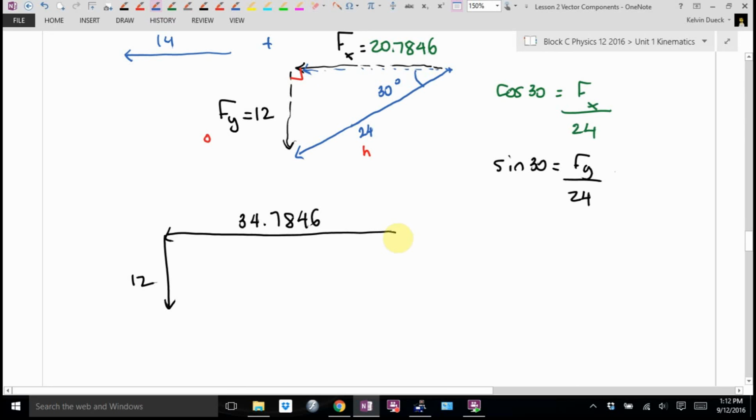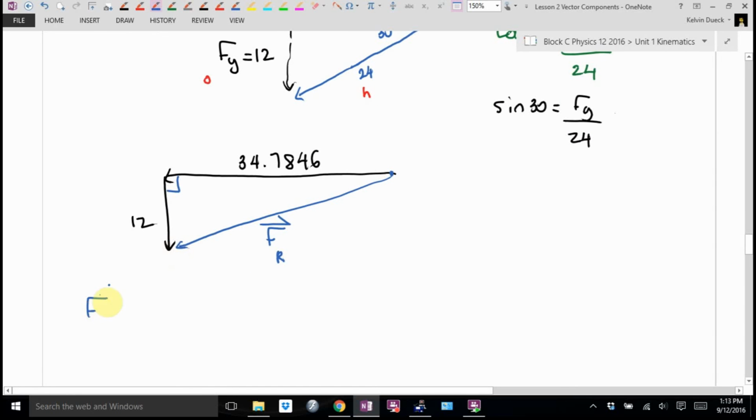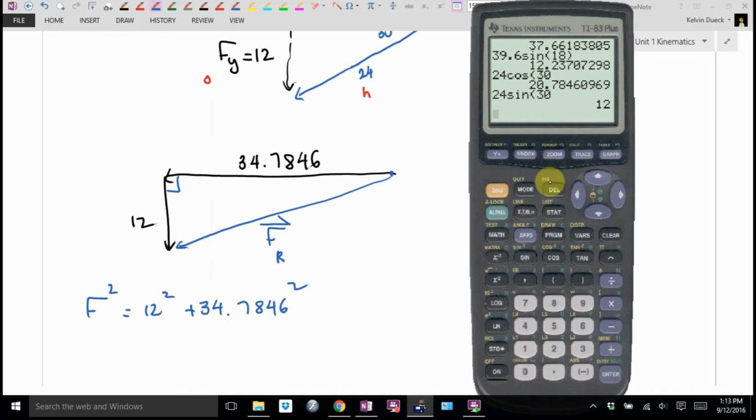As always, Taylor, it's going to be from the tail of the first to the tip of the second. This is going to be F resultant. And now it's going to be Pythagoras and SOHCAHTOA trig, right angle trig. F squared is going to be 12 squared plus 34.7846 squared. 12 squared, 34.7846 squared, square root. 36.8. Now I'll go to 3 sig figs for my final answer. 36.8.